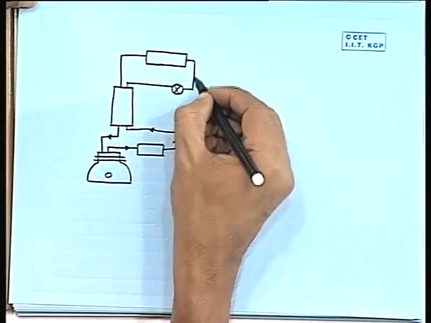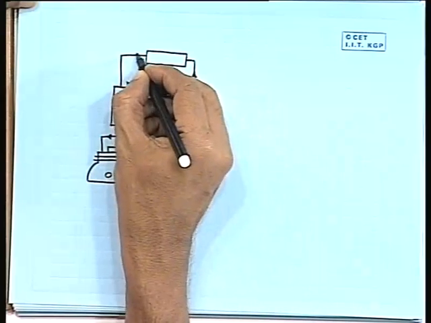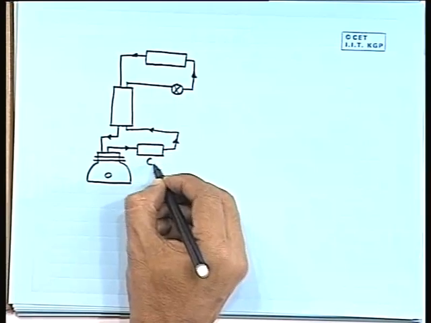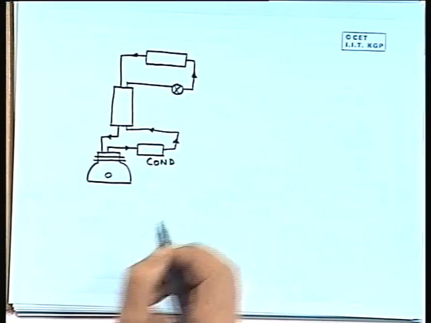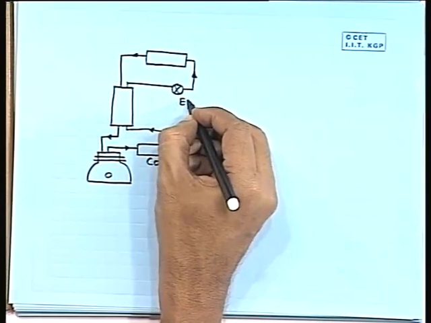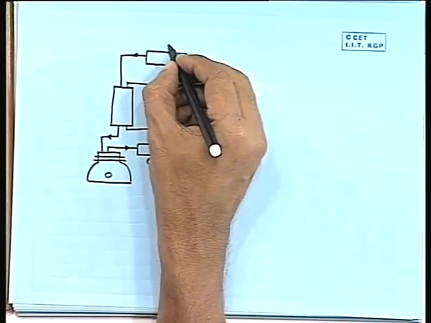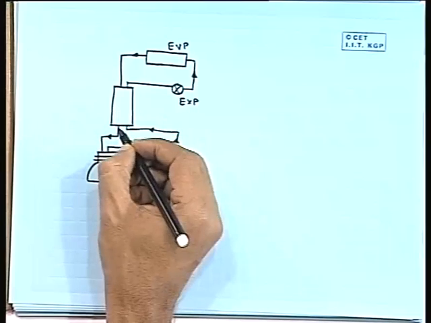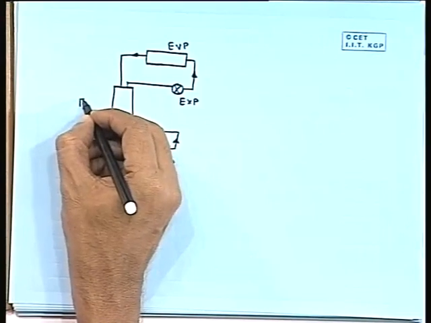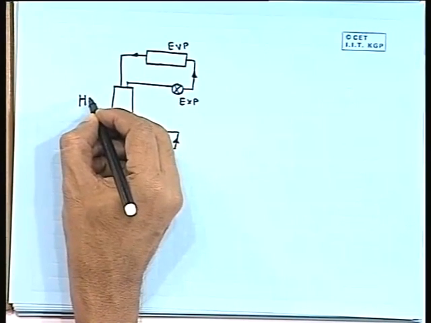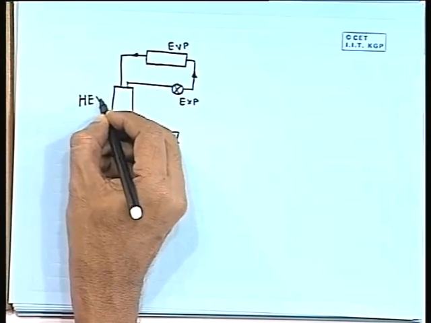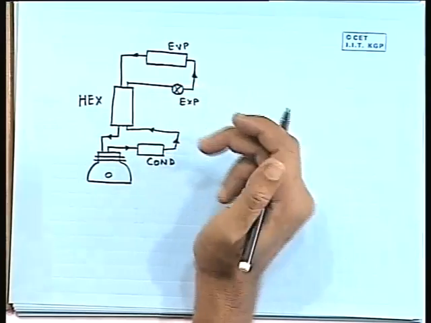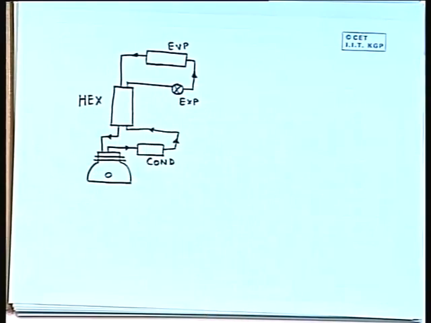So, okay, let me. So, this is your condenser, this is the expansion device, this is the evaporator, and then we will have a heat exchanger. So, after the evaporator it is going to the heat exchanger.